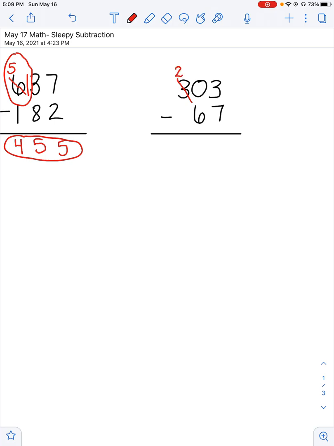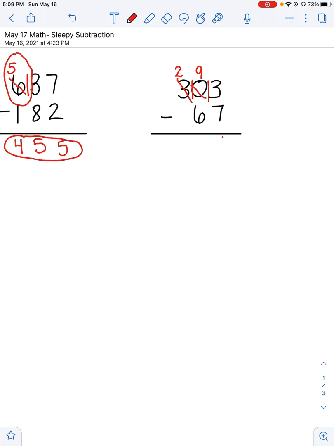Now, I can't just jump back over to the ones place and put that 1 that I took away right here. I can't do that. I have to first put it in the tens place before I can bring it over to the ones place. So I'm going to put it in the tens place first, and then now I can take 1 away from 10, so I can put 1 in front of the ones place, right? So now we can do 13 minus 7. Go ahead and do that.